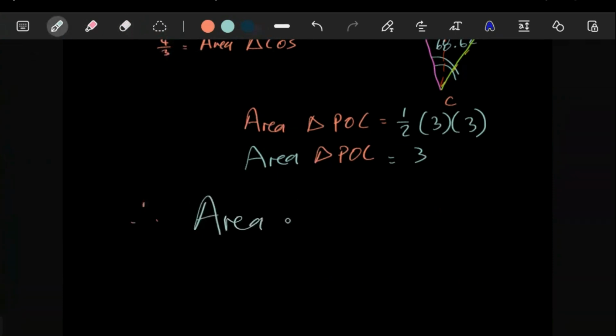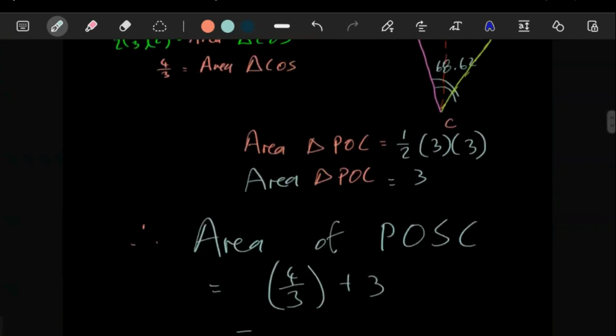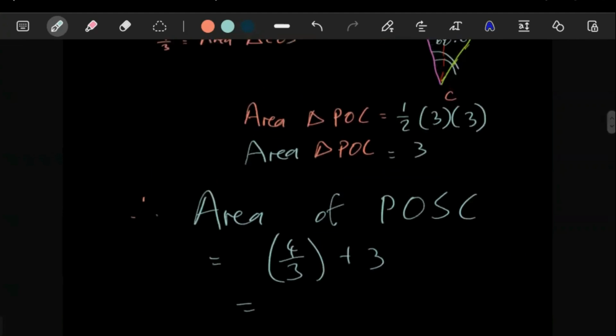area of POSC is going to be equal to 4/3. And then you need to add the 3. All this in the calculator. What? Bro, come on. Let me see what this is giving us.